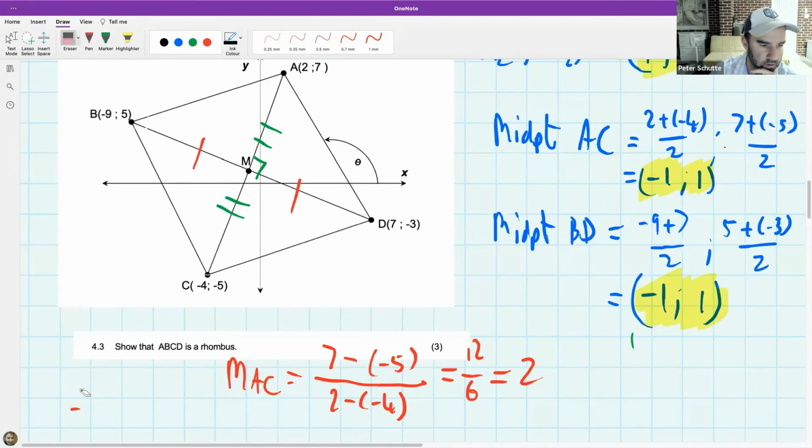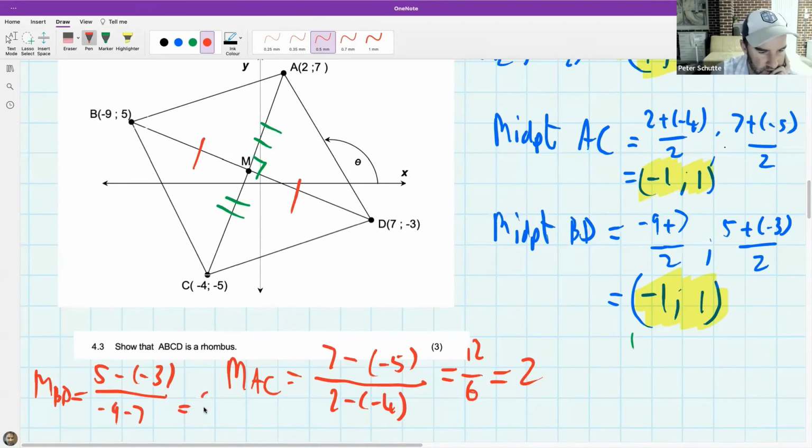Oh, sorry, let me get this down here. So MBD, and we have 5 minus 3. And then we have -9 minus 7, which gives us 8 over -16, which gives us that.